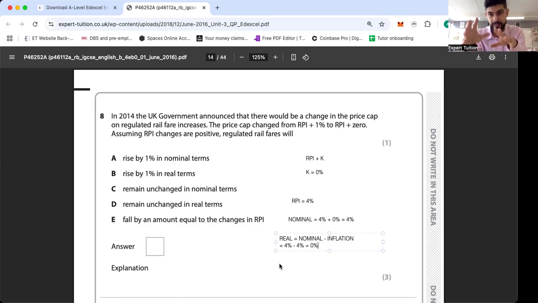That rules out B. In real terms, I just showed you with my made up example that it's no change. That leaves us with C and D. The most commonly selected answer was option C, and it's incorrect. Remain unchanged in nominal terms. I just proved that it does change in nominal terms by whatever inflation is.